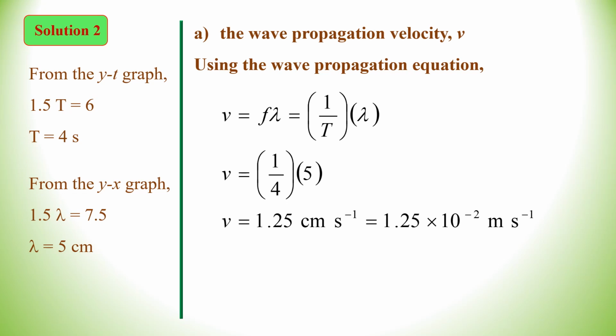So question A, calculate the wave propagation velocity using the wave propagation equation. We have v equals f lambda, frequency 1 over T, times lambda. Substitute with 5 and frequency 1 over 4. We get the answer 1.25 centimeter per second. Convert to SI unit, so we have 1.25 times 10 to the negative 2 meter per second.